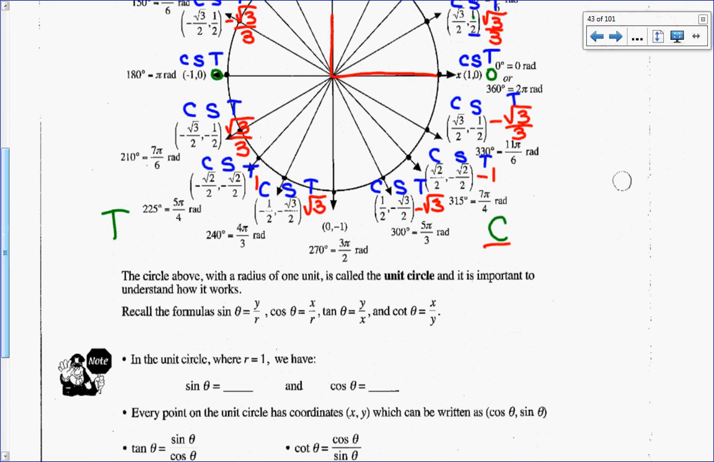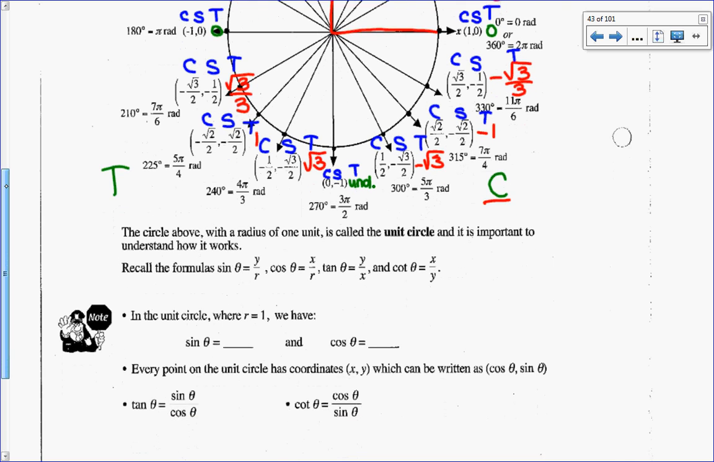Same thing at 270 degrees. You've got your cosine and your sine. Your tangent, again, would be y over x, which is negative 1 over 0. Again, it would be undefined because you can't have a 0 in your denominator. So tangent is undefined at 270 degrees or 3 pi over 2.